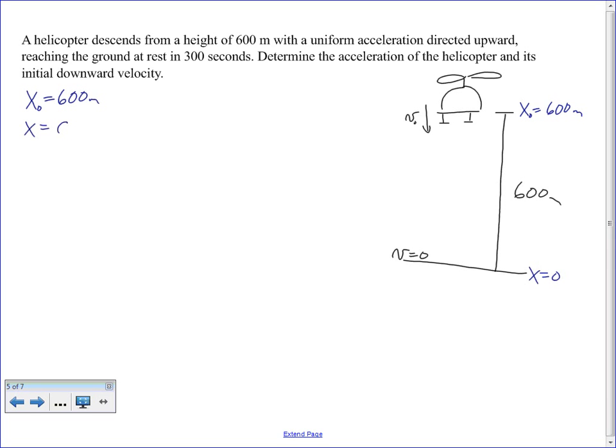It's ending at a position of 0 meters. The initial velocity I don't know. I do know that the final velocity is 0 meters per second. I don't know what the acceleration is, and I do know that the time is 5 minutes, which is 300 seconds.